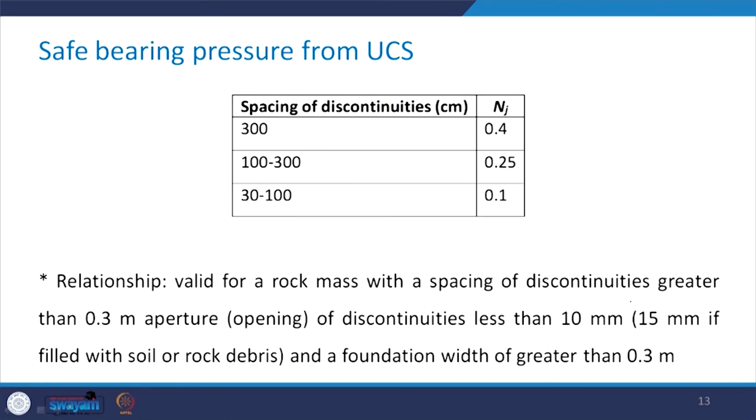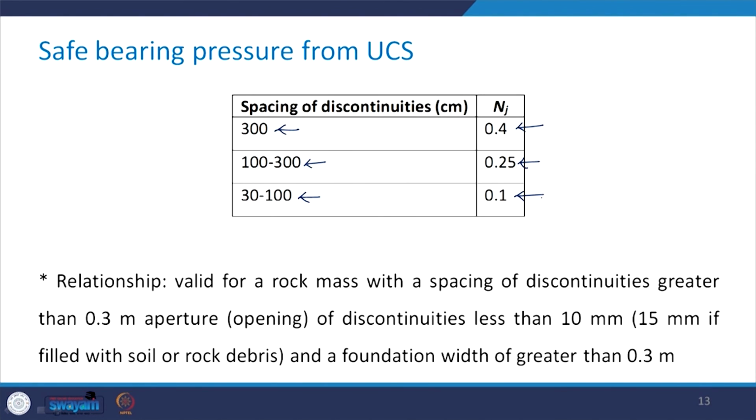Now based upon the spacing of the discontinuities, you can assign the value of Nj if you don't want to evaluate it from that expression. So this table has been given for your guidance: if the spacing of the discontinuities is 300 centimeter, then Nj can be taken as 0.4. If you have 100 to 300, it is 0.25, and in case the spacing of discontinuities lies between 30 to 100 centimeter, this Nj is 0.1.